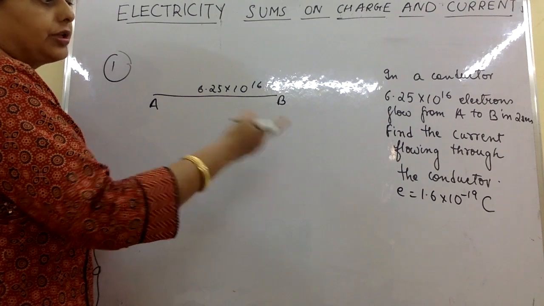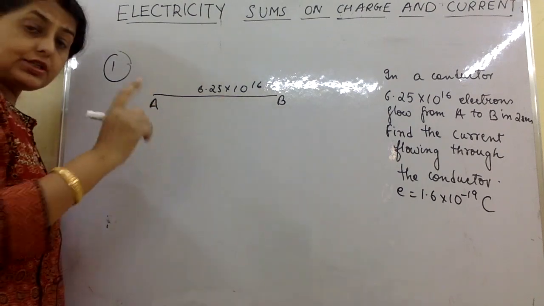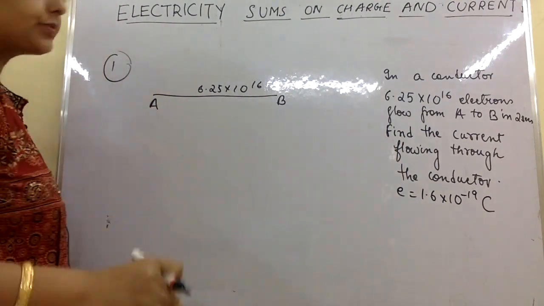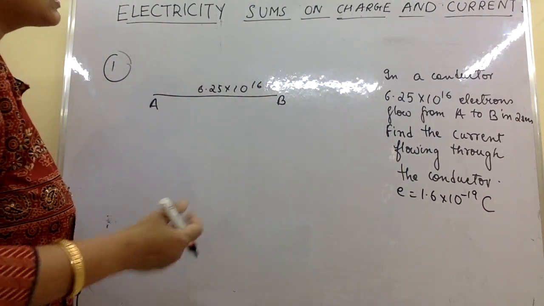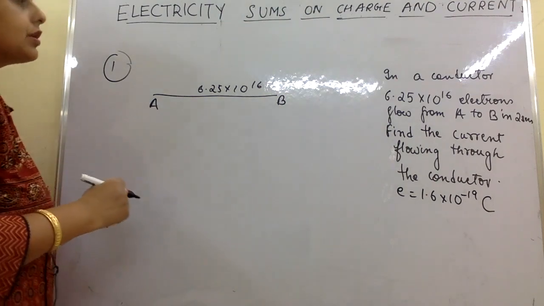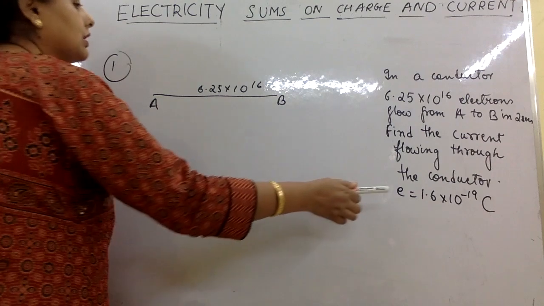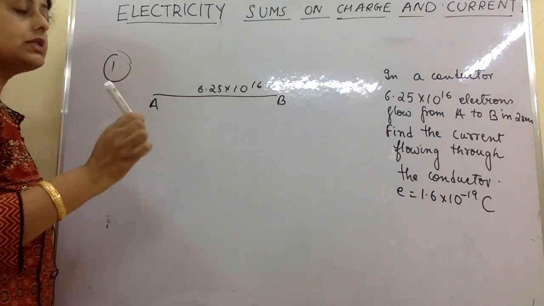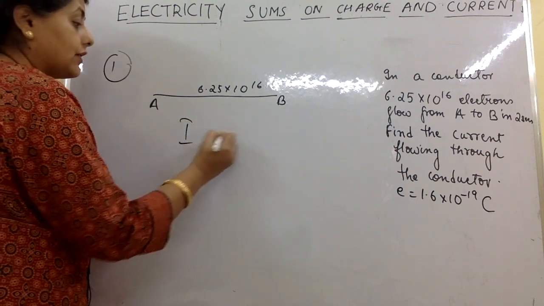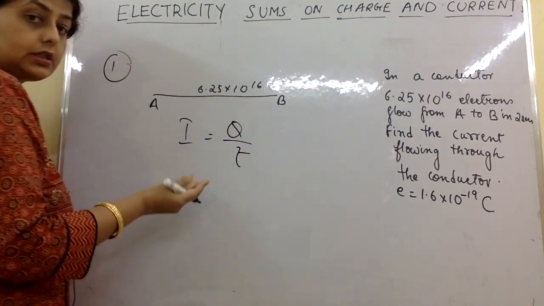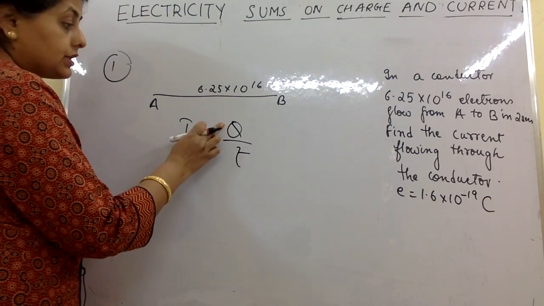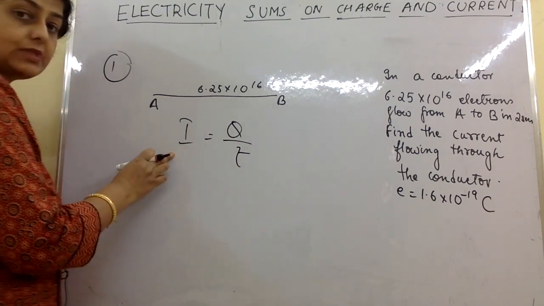Find the current flowing through the conductor when the charge in each electron is also given to you. Generally it will be given. Okay, so here this is 6.25 into 10 to the power 16 electrons. Now we have to understand that each electron carries this charge. So what is the total charge that it is carrying, and what is the formula we have? I is equal to Q by T, right? When Q is in coulomb, T is in seconds, I comes in amperes.